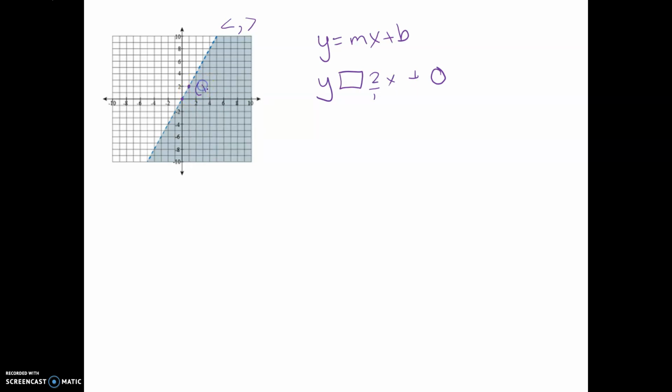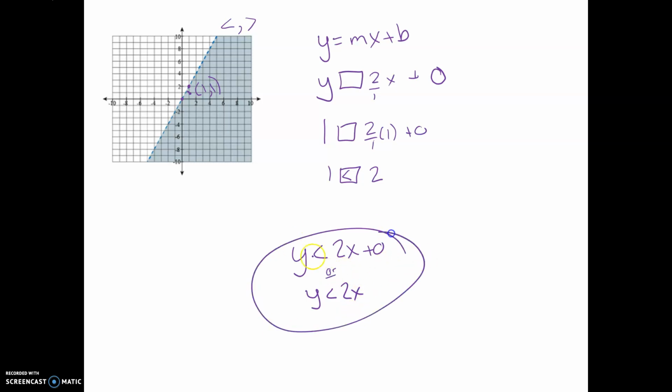Now, any point, as long as it's on the intersection, as long as it's in the solution region would work. I just chose the point 1 and 1 because it's the easiest. And 2 is greater than 1. So my following linear inequality is y is less than 2x plus 0. Or if you just wanted to leave it as y is less than 2x, either one is your answer.